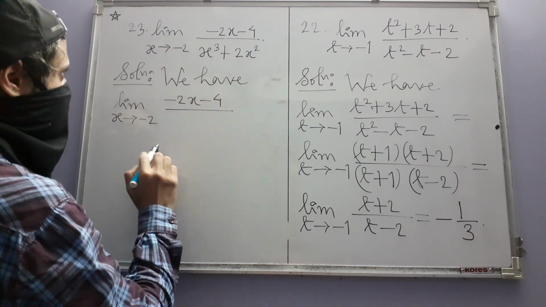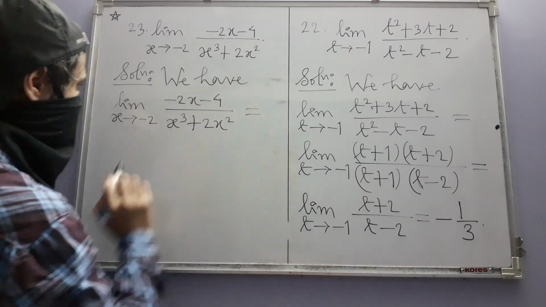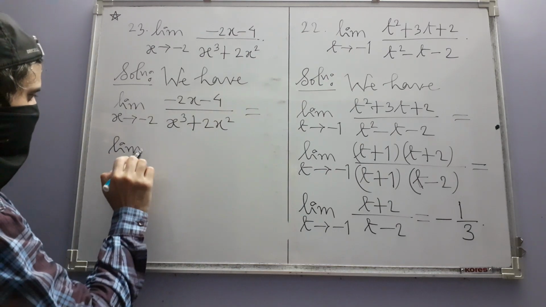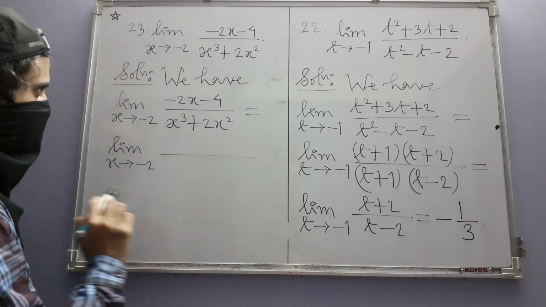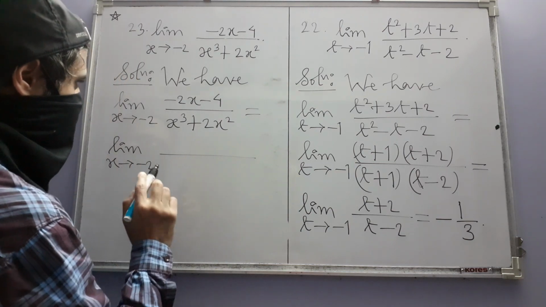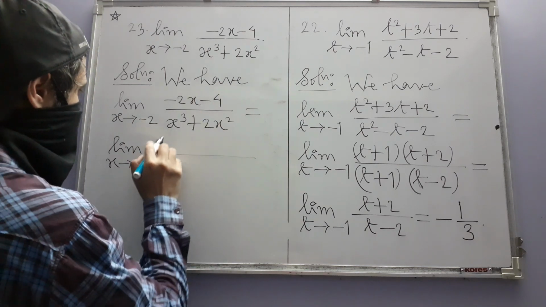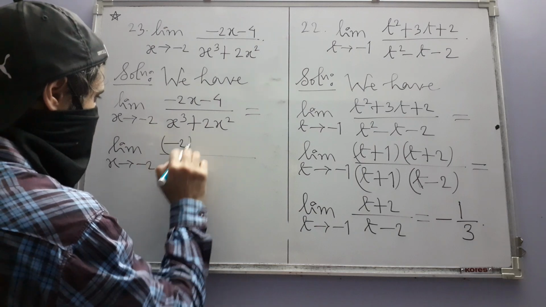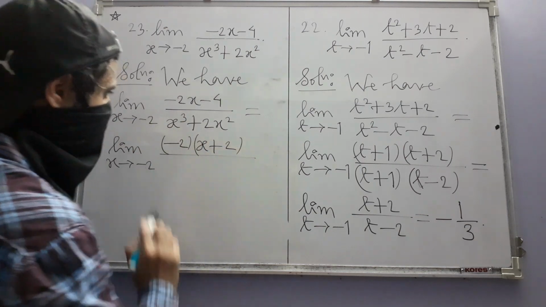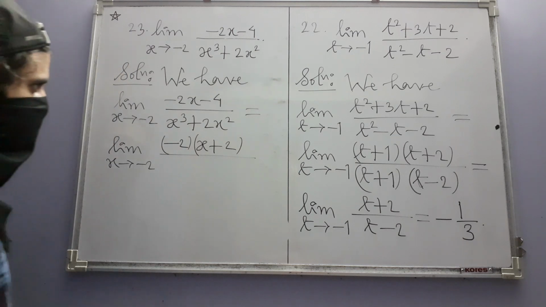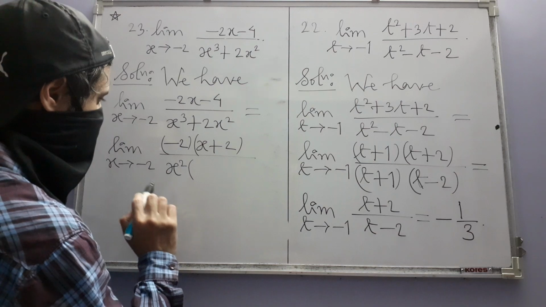Minus 2x minus 4 over x cubed plus 2x squared. Okay, so the factor that we are seeking is x plus 2. Well, you can clearly see that if you take minus 2 common out in the numerator, then you are left with x plus 2. And in the denominator, that you will get if you take x square common out.